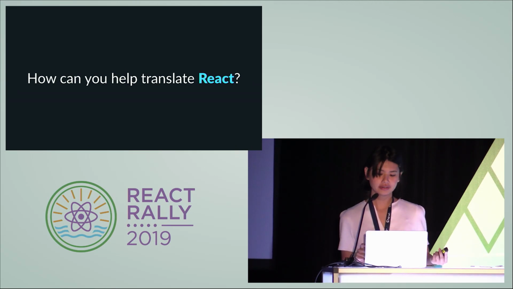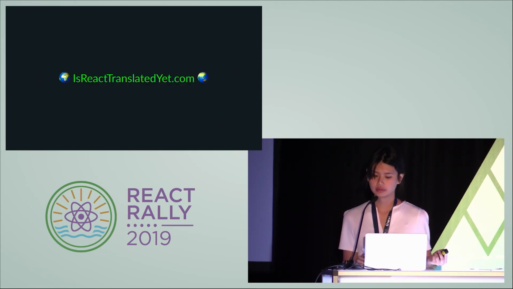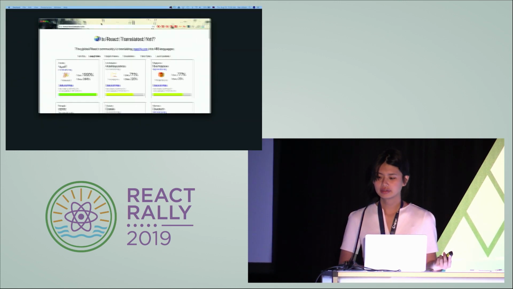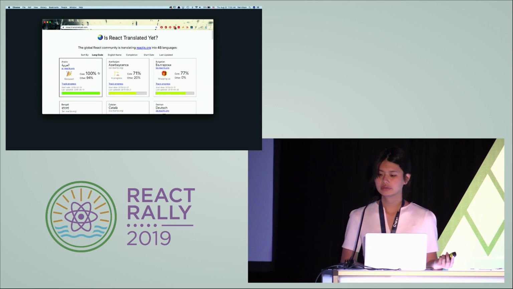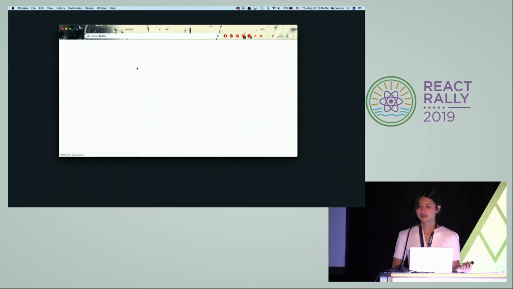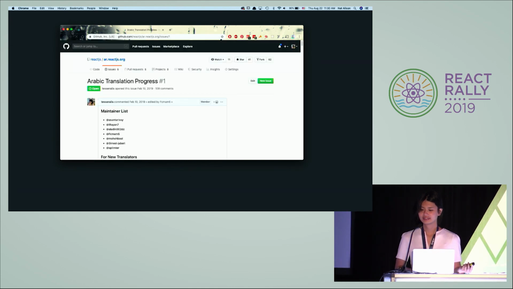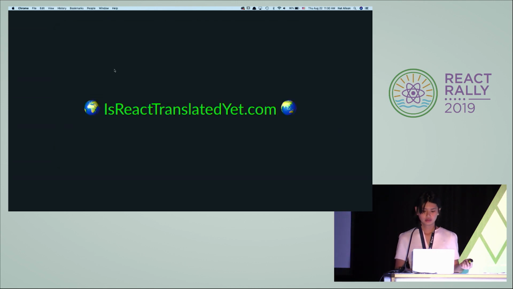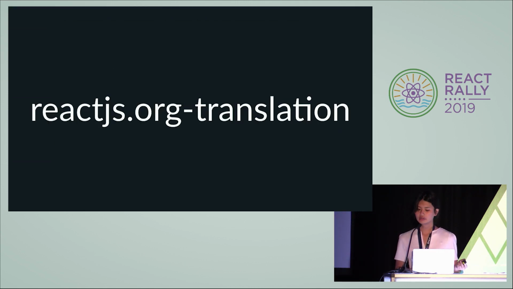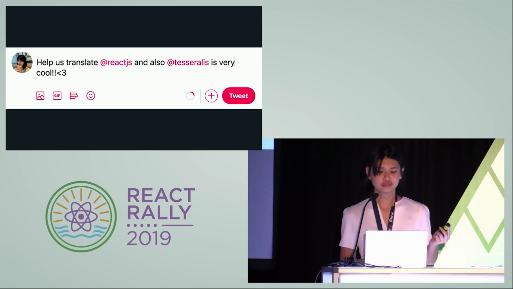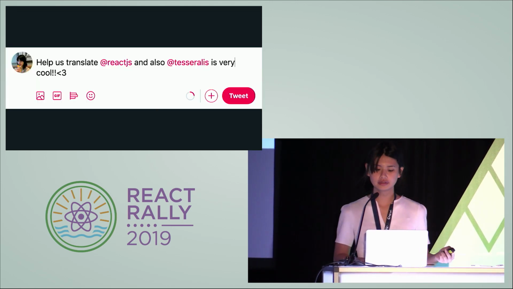So finally, how can you help translate React? How can you make it even more translated and bring it to more languages and more people? You can go to Is React Translated Yet? And there should be different links for the languages that you want to translate to, such as Arabic. The internet is really bad here. If you don't see your language, send a PR to the react.org translation repo, and I will get to it. Spread the word through social media if you're part of any of these language communities.